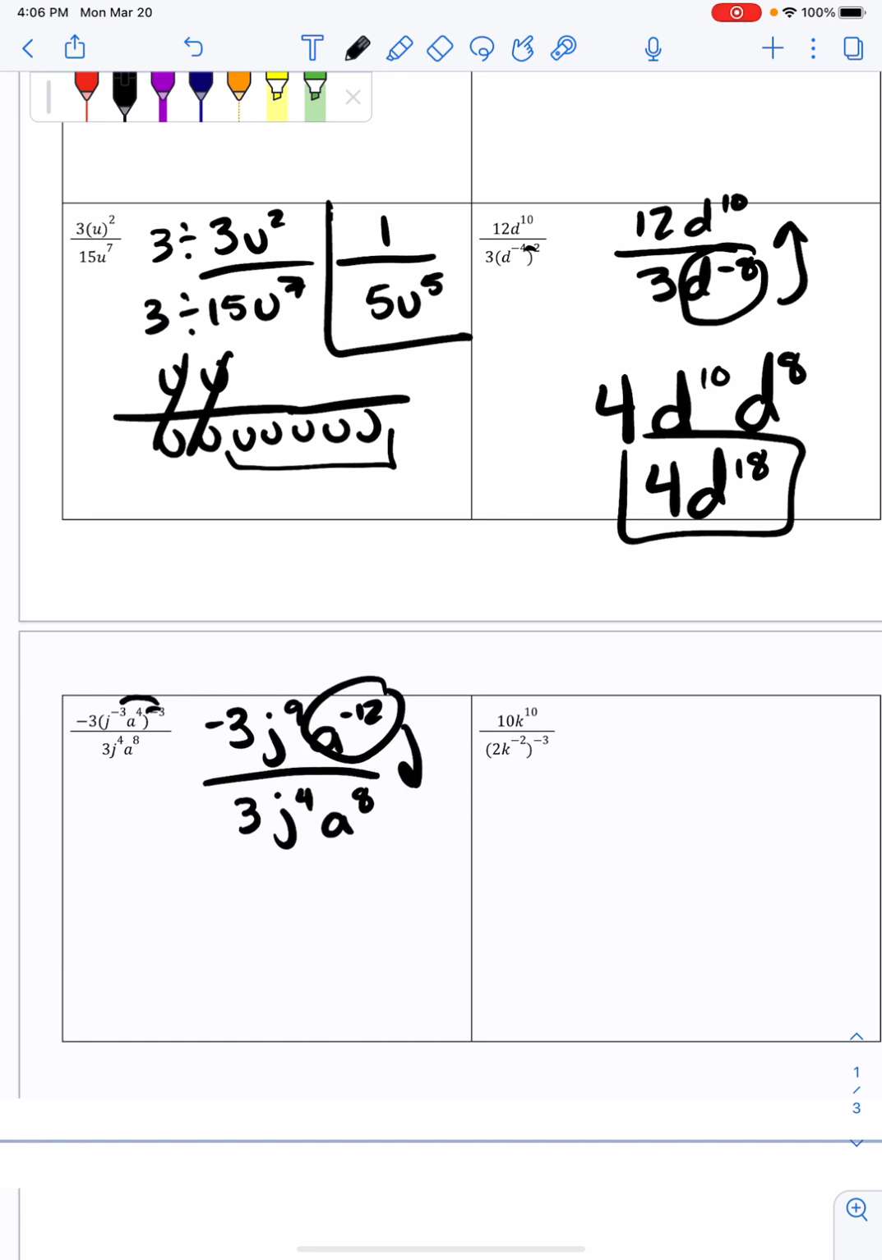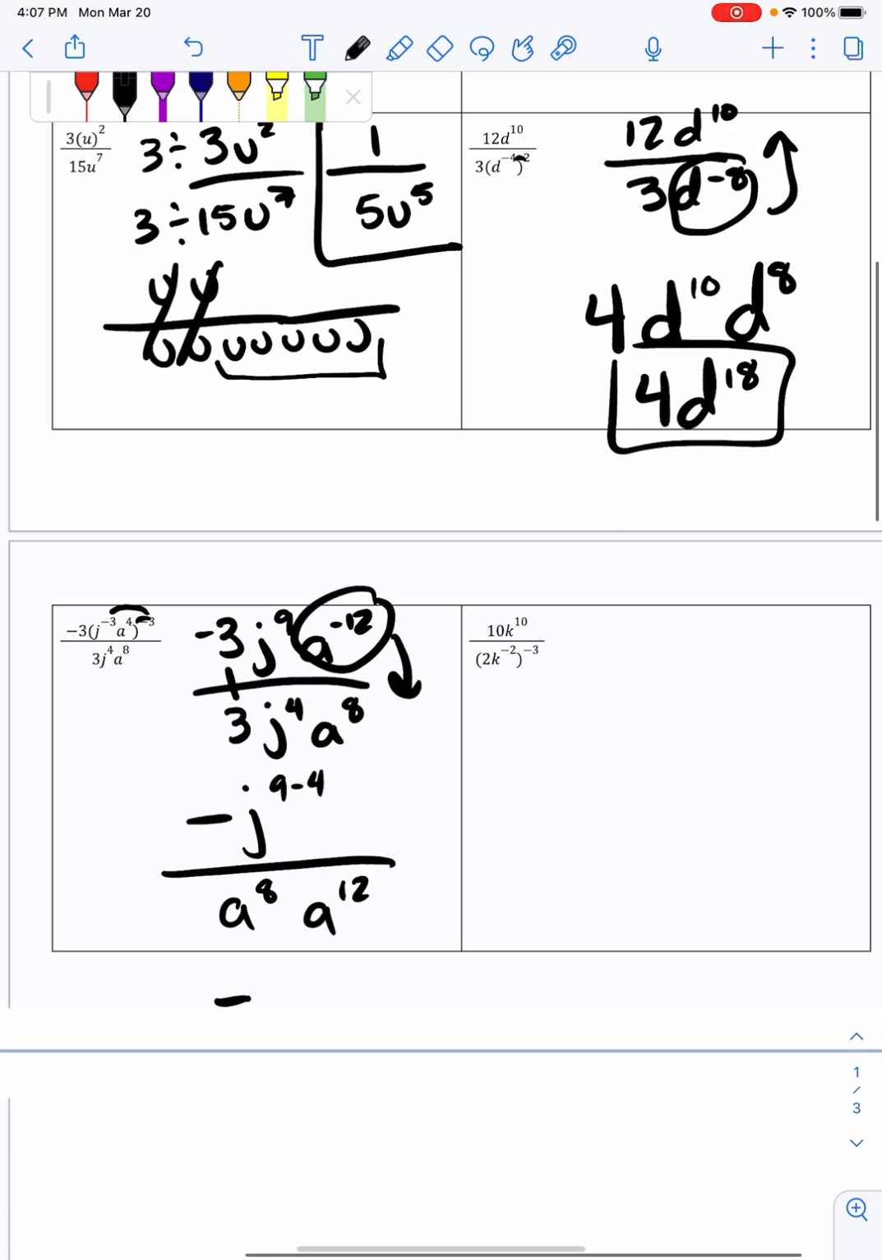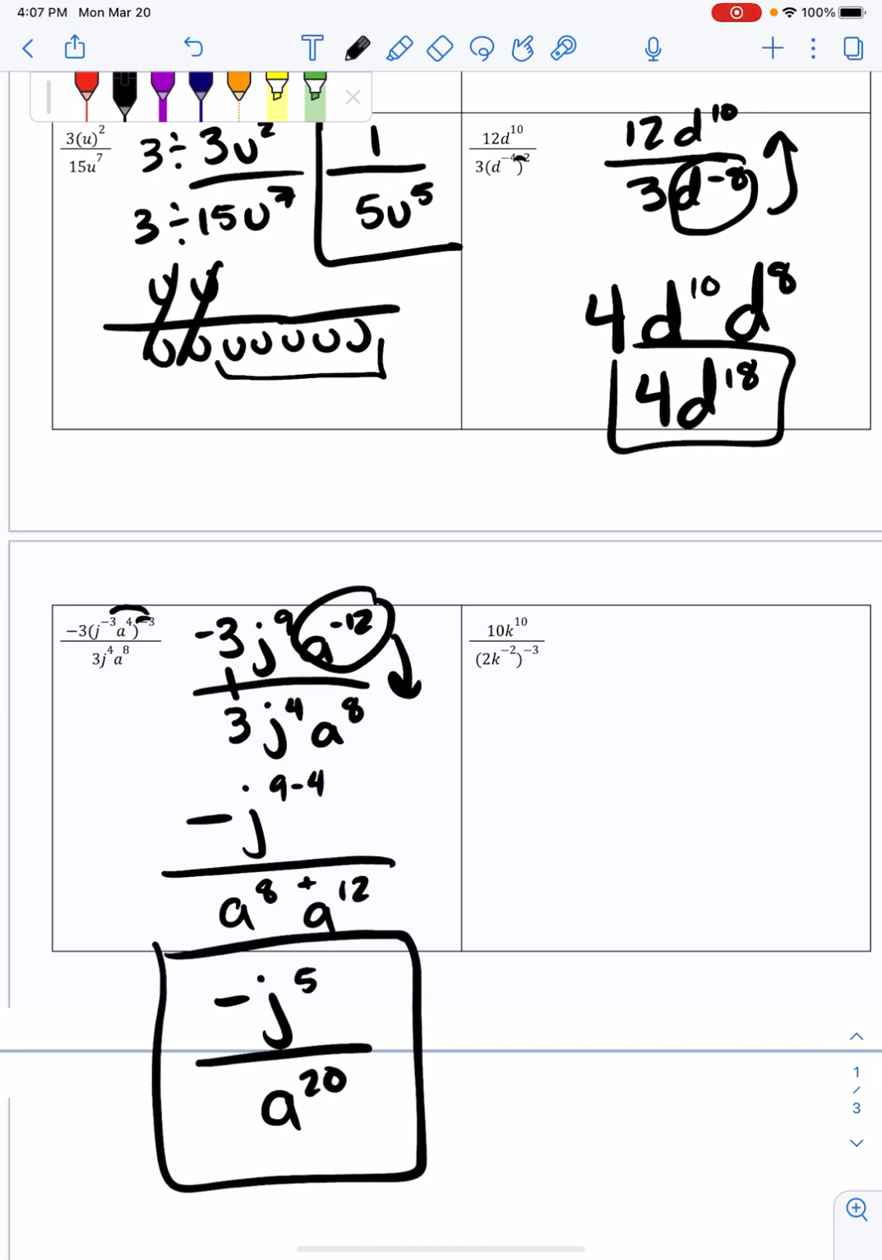These a's want to come down to the denominator. We can divide 3 by 3 right here, and that gives us, it's negative 3 divided by 3, so that's negative 1 on the top. We're going to do j to the 9 minus 4, because that's the quotient rule. And we're going to have in the denominator a to the 8 and a to the positive 12, because the negative 12 comes down. When this simplifies, we're going to get negative j to the 5th over, now we're going to add these two exponents, power rule. 8 plus 12 is 20, so we get a to the 20th in the denominator here.